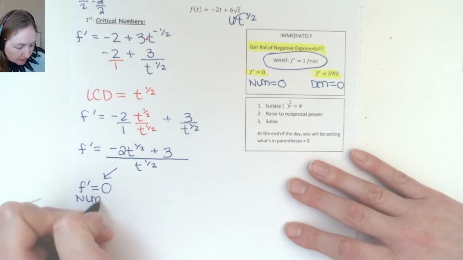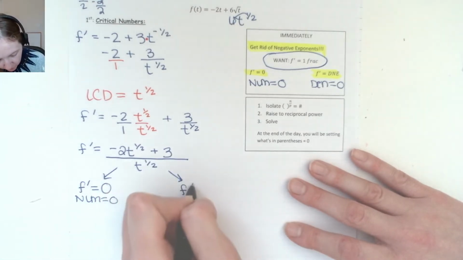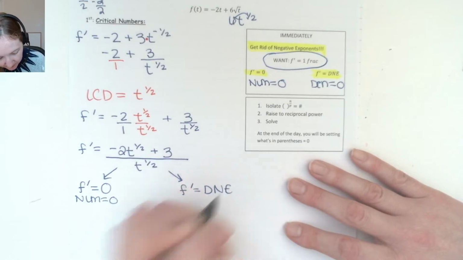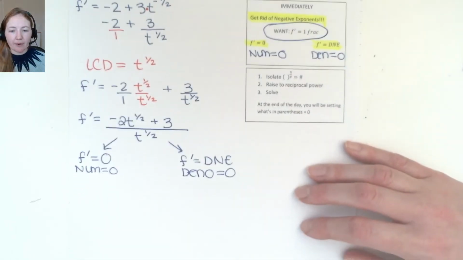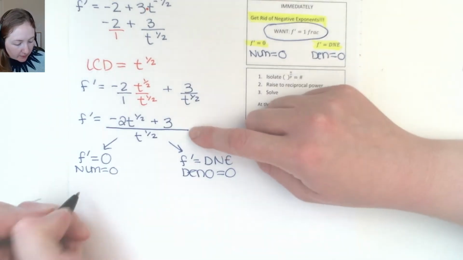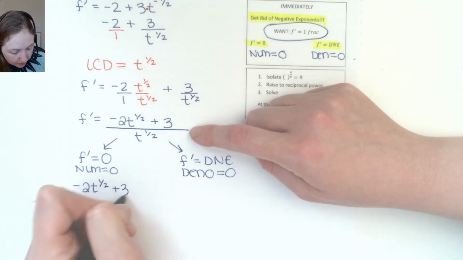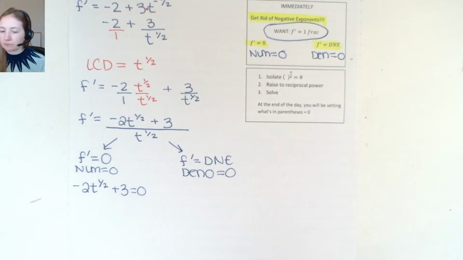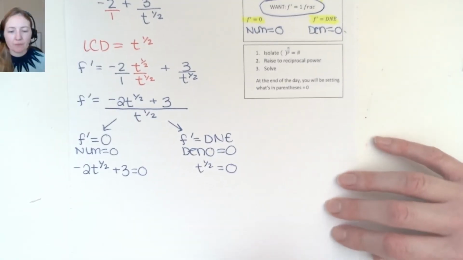And now we have our one single fraction where we can set the derivative equal to 0. That amounts to setting the numerator equal to 0. And we can set the derivative to does not exist. That would amount to setting the denominator equal to 0. So with the numerator equal to 0, we are going to be looking at -2 t to the 1/2 plus 3 equal to 0. And then for the denominator equal to 0, we will be looking at t to the 1/2 equal to 0.